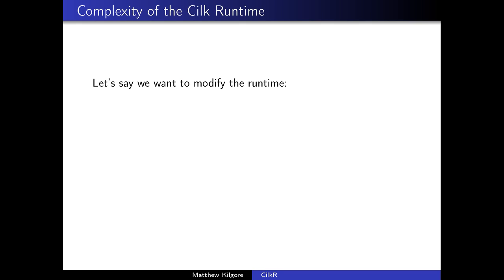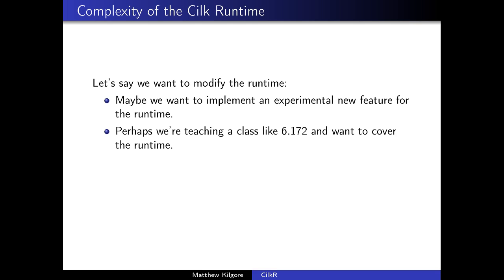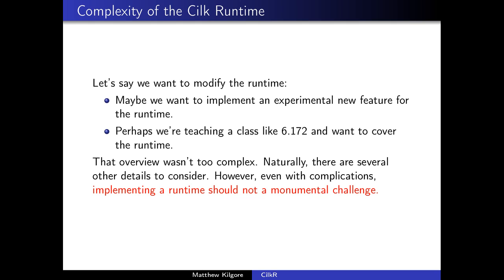The thief will then resume execution of the stolen state. Now let's say we want to modify the runtime. Maybe we're a researcher and we have a new idea of how to better save the runtime state. Or maybe we're a teacher, teaching a class like 6.172, and we want to cover the runtime. That overview is what I'd want to cover, and I don't want it too complex. Now, obviously there will be more details, but that still shouldn't be too hard to cover, right?